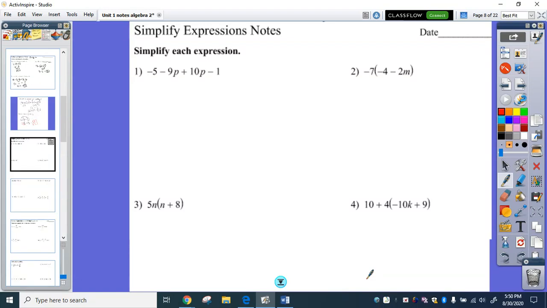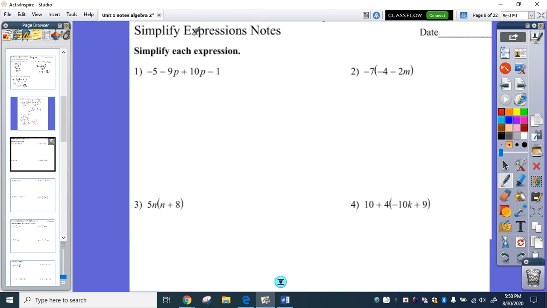We are going to be talking about simplifying expressions. And yesterday we talked about evaluating expressions when we plugged in numbers. Today we're not going to do that. We are simply going to simplify these down. We're not going to get down to a single number for most of these. We're going to get down to an expression.